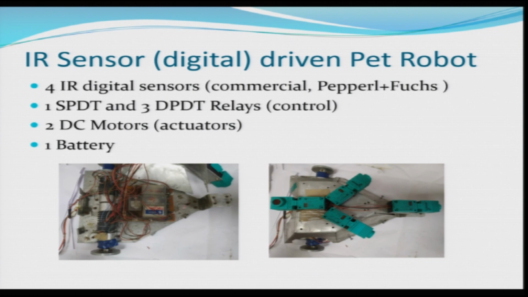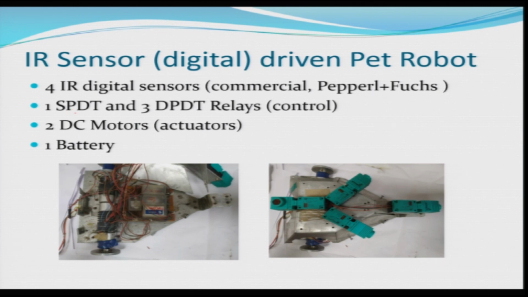Here you see digital sensors used for making a simple PET kind of robot. We are calling this a PET because, as you will see in the laboratory, we can take it along with us as a pet or as a child. This package robot is implemented using 4 IR digital sensors. These are commercial sensors from Pepperl+Fuchs. They are nicely packaged, so the ambient light effect is reduced.